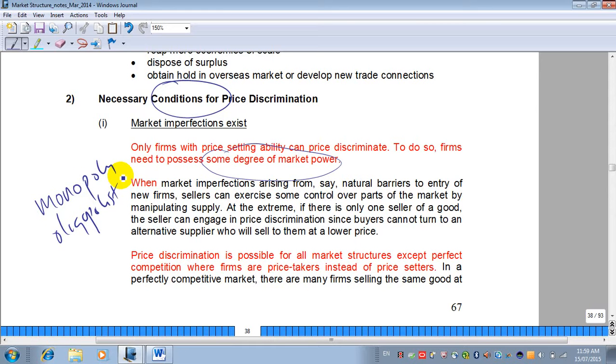But most of the time, price discrimination occurs when firms have a high degree of market power, when they're either an oligopolist or a monopoly. And why is this a necessary condition? Because if there is only one seller of a good, the seller can engage in price discrimination since the buyers cannot turn to an alternative supplier. So if a producer charges a consumer quite a high price relative to other consumers, that particular consumer cannot run away to buy from other producers. That is why some degree of market power is required.